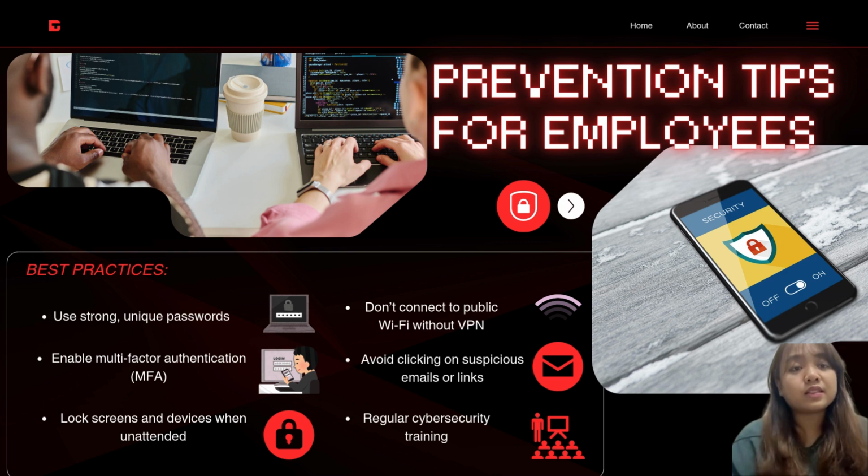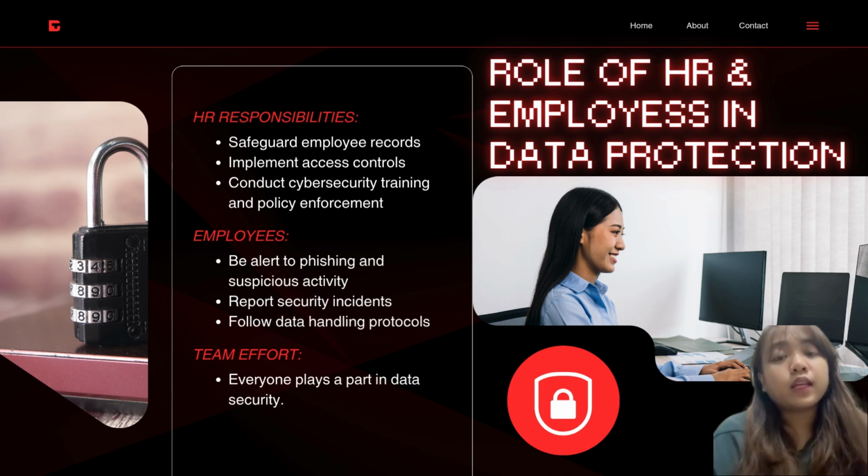Think of cyber hygiene the same way you think of personal hygiene. Just like washing your hands prevents illness, taking small security steps daily can prevent major cyber disasters. It's about building habits that protect not just you, but the whole organization. In any organization, cybersecurity is a shared responsibility. It's not just the IT department's job, it is everyone's job, including HR and each employee.